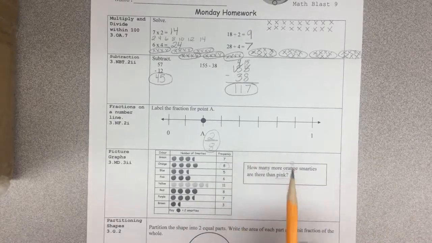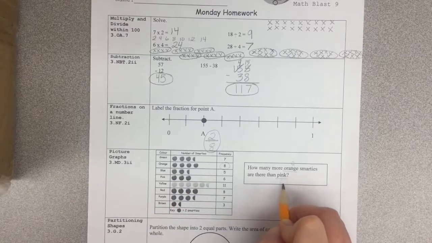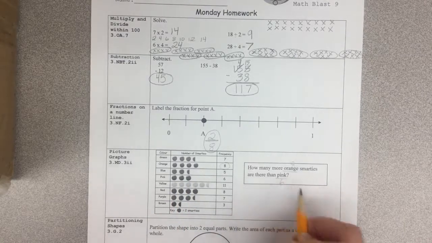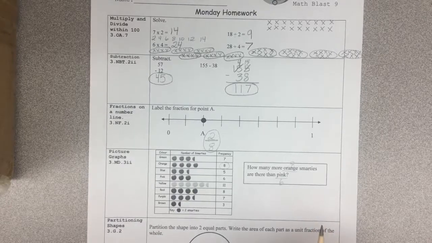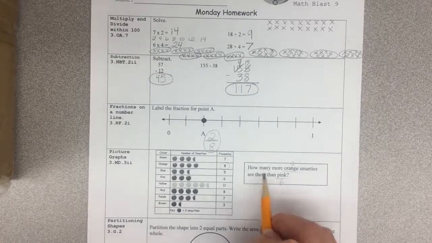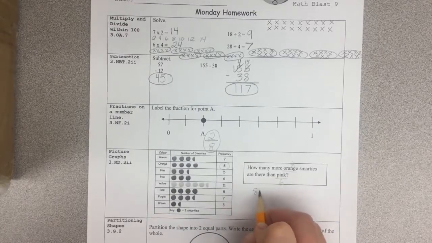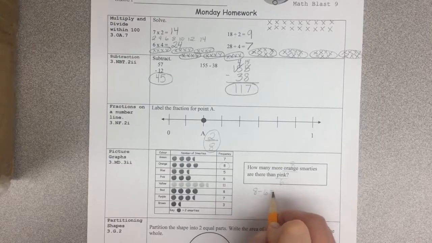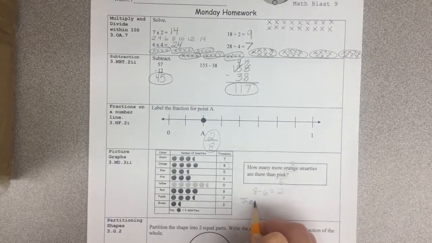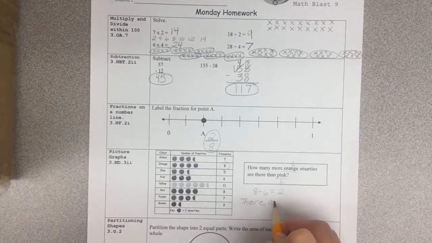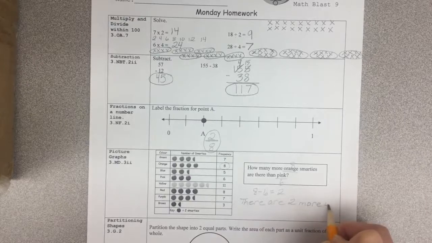In the pink row, I have 2, 4, 6 pink Smarties. 3 circles with 2 Smarties for each circle represents 6 Smarties. How many more orange than pink? I can represent that as a number sentence. 8 minus 6 equals 2, and I can answer the question with a word sentence. There are 2 more orange Smarties than pink Smarties.